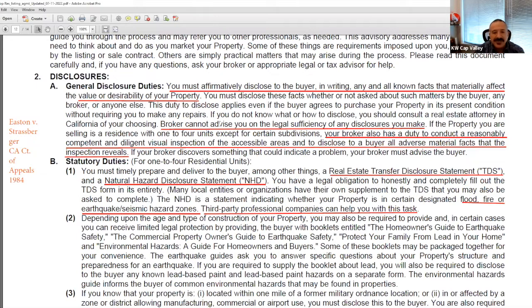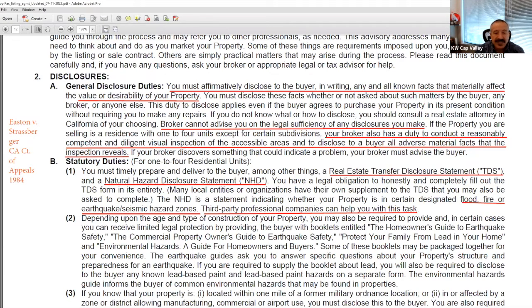Most of those disclosures will be handled simply by the seller ordering a natural hazard disclosure report. What's not covered in that report must also be covered in the residential real estate transfer disclosure statement and supplemental disclosure, the SPQ. Why is all this disclosure required?